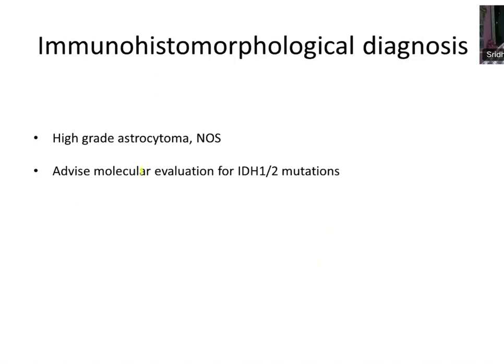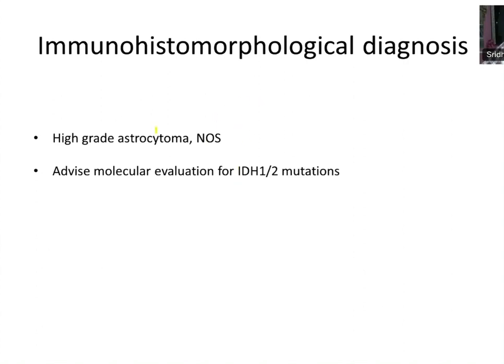Because ATRX is lost. You can't give a grade because you had no necrosis and no microvascular proliferation. You did not do any P16 or CDKN2 deletion, you have not done it. So that's the reason I'm not grading it. If at all you need to grade, you need to grade at least grade 3, if it is IDH mutant.